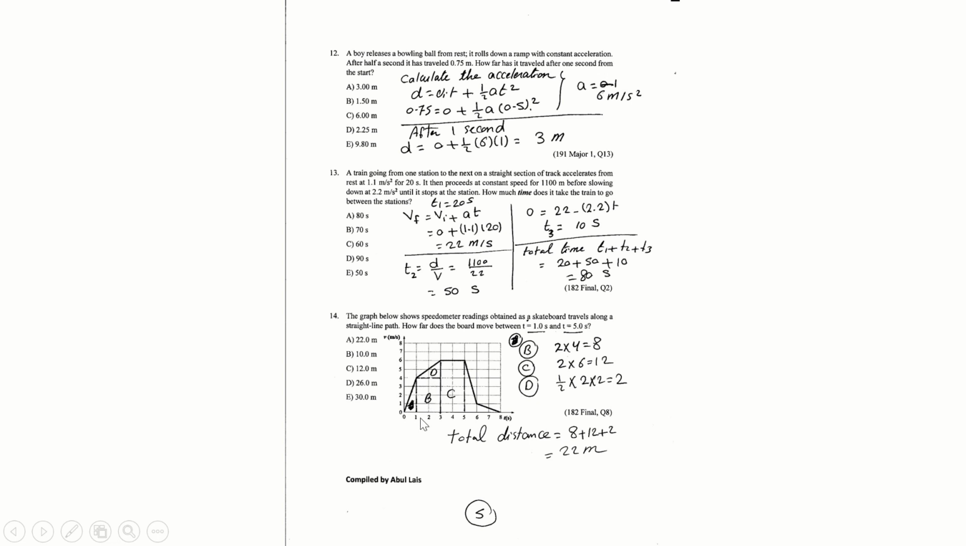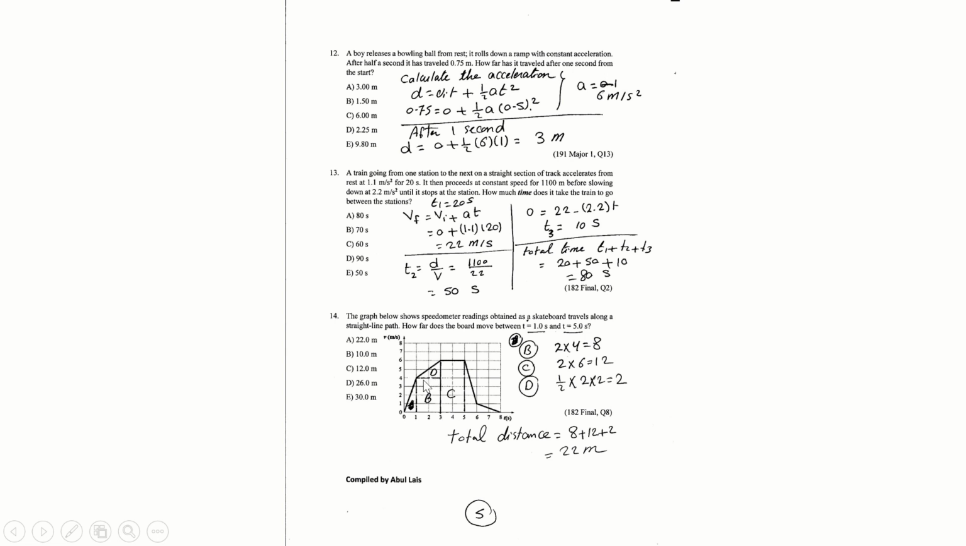For the first rectangle, the area should be the width times the length. Between 3 and 1, that is 2. 2 times 4 will be 8. So the area here is 8. For the part C, I have 5 minus 3, that is 2. And 2 times 6 would be 12.